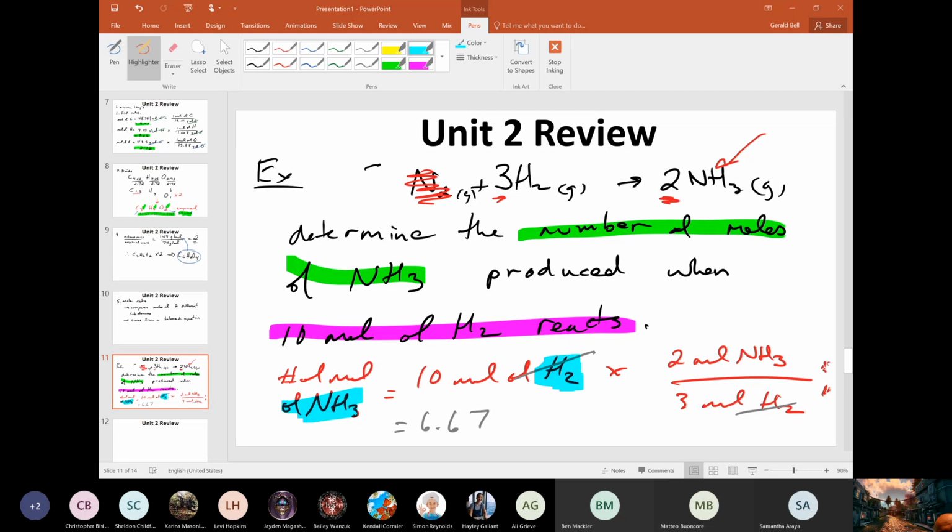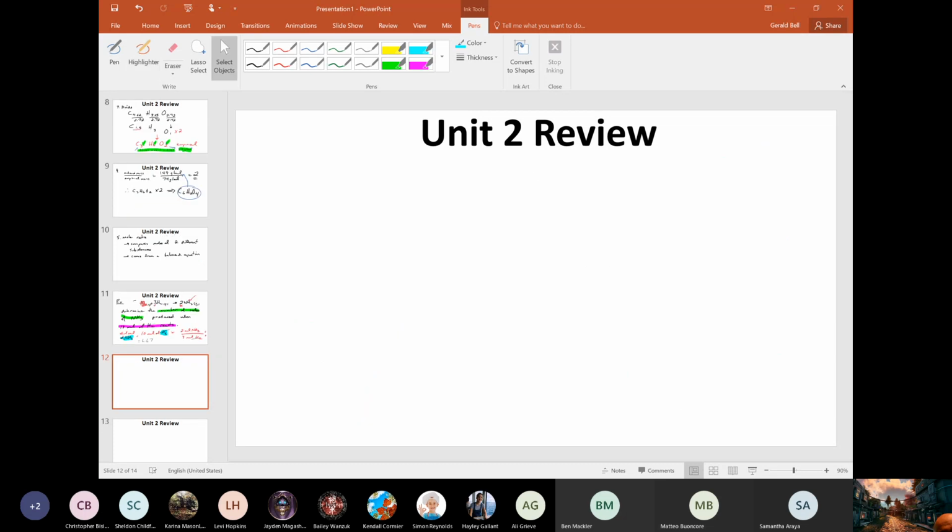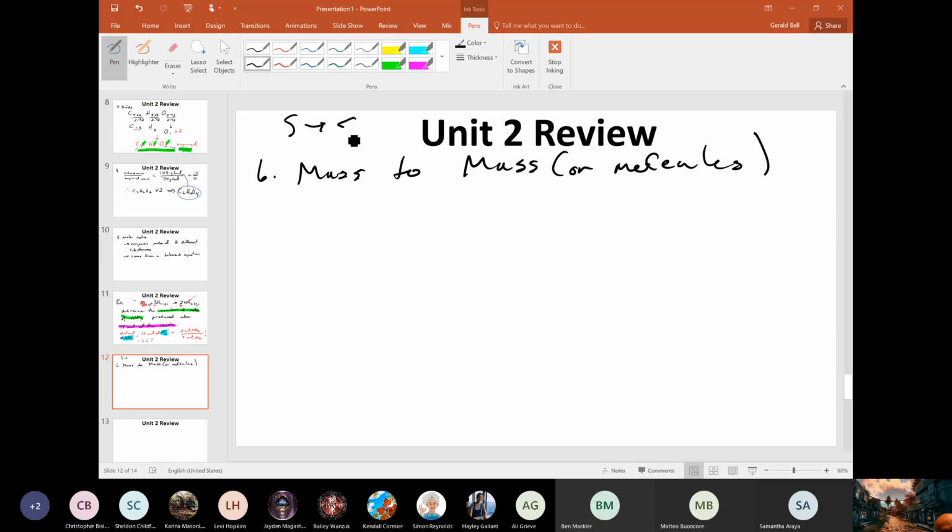So we'll call this number 6. Mass to mass, or molecules. And this is where you can always grab your mole map, because these are essentially solid-to-solid questions. And again, I don't care how you do this. You can do it as 3 separate steps. I prefer to do these as 3 steps all together so I can cancel everything out.